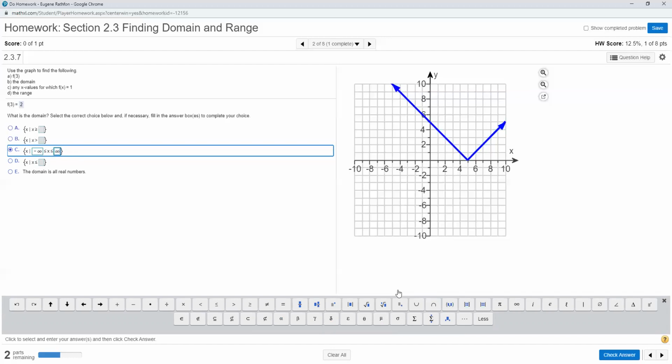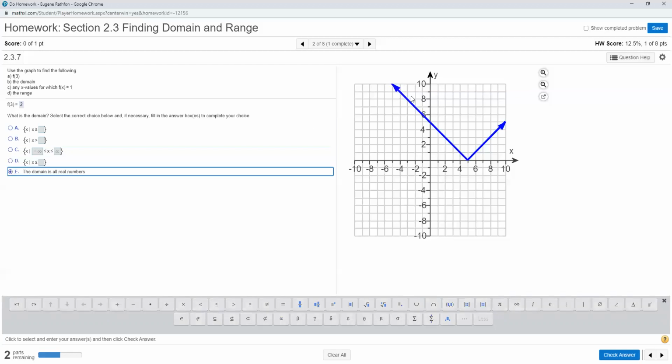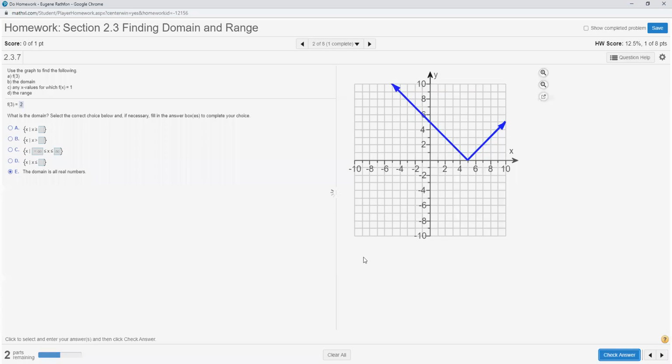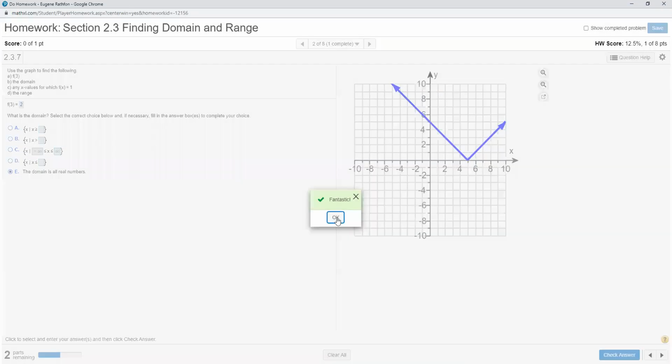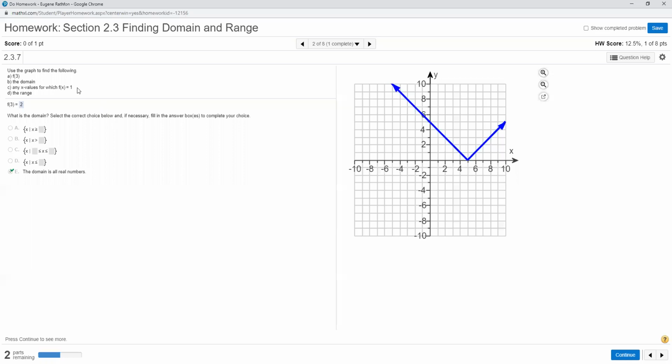Oh, hold on. We ain't learned all that yet, so scratch that. We're going to go down here to E. If this domain goes on forever and ever in each direction, it is for all real numbers. Now, the infinities would work, but I forgot they hadn't taught y'all that at this point. So our domain, if it goes forever, is called all real numbers. So check that.